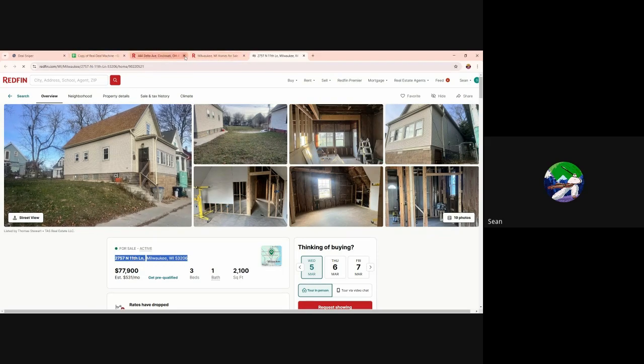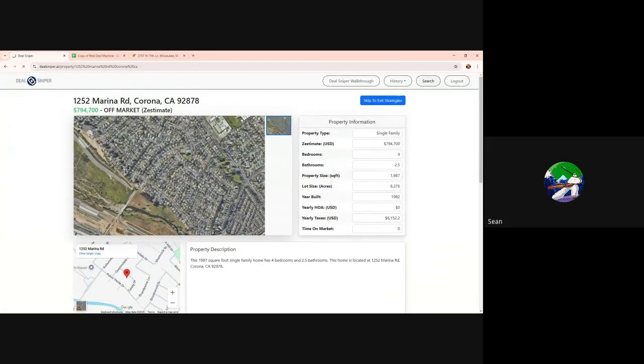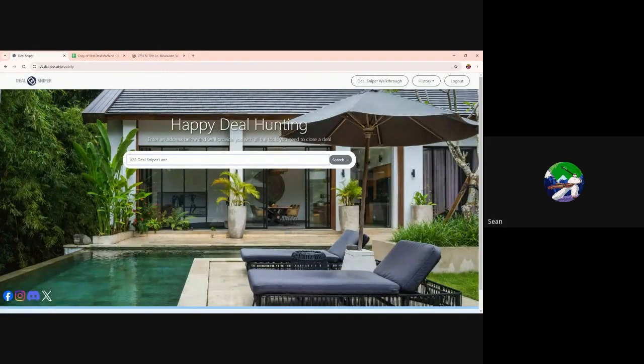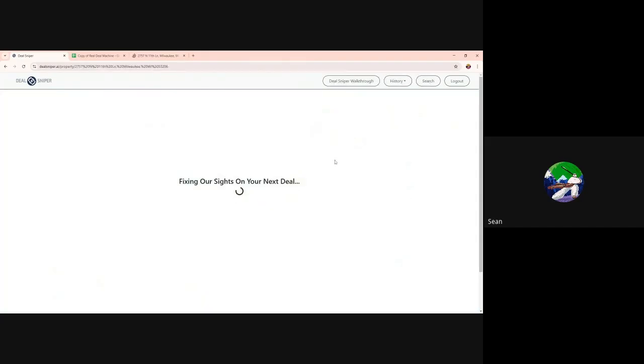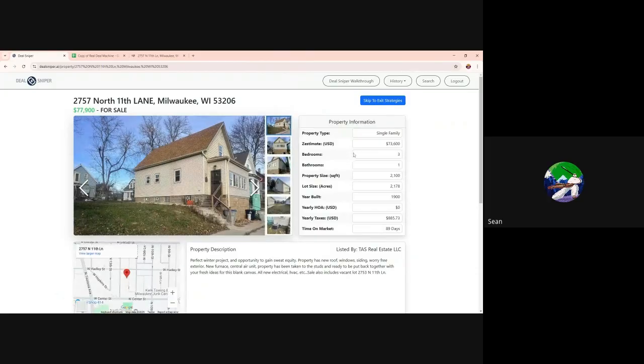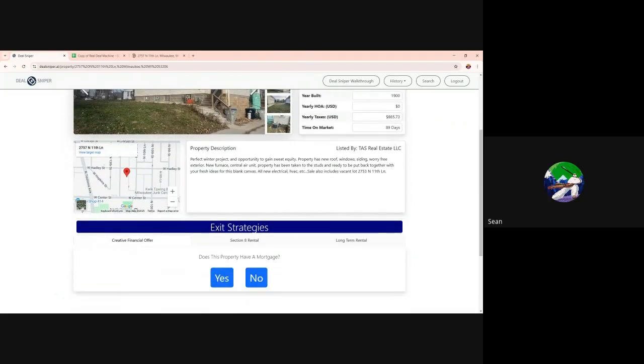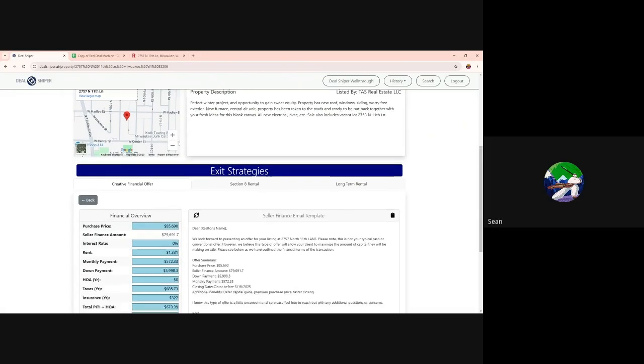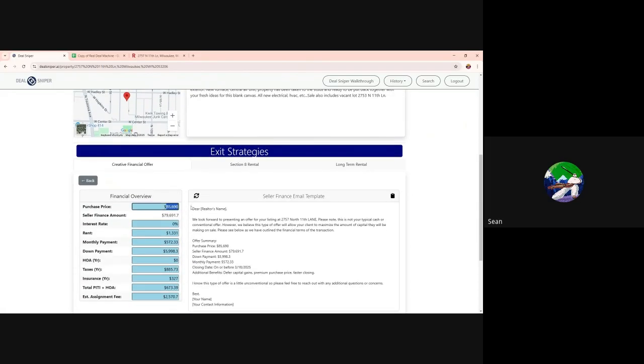If I go to Deal Sniper, let's put this one in. Now we already know Deal Sniper is going to add money to the purchase price, right? Because we want to make it enticing. But if the house needs that much work, no, you're selling it for $73,600. You've been on market for 90 days, and your house is that much work. I'm not giving you an extra anything. I'm going to give you exactly what you asked for. This is the only time I will be specific. There you go. There's the offer.